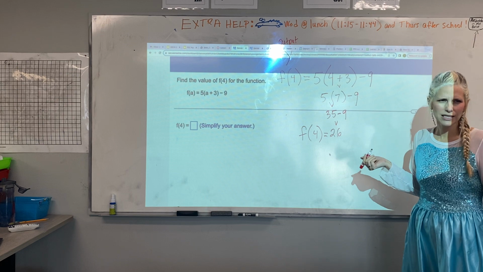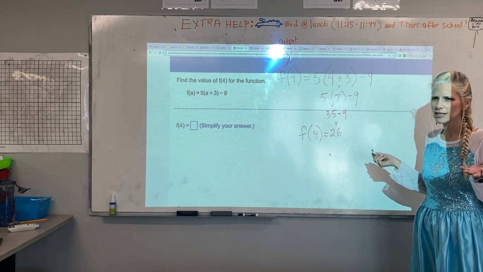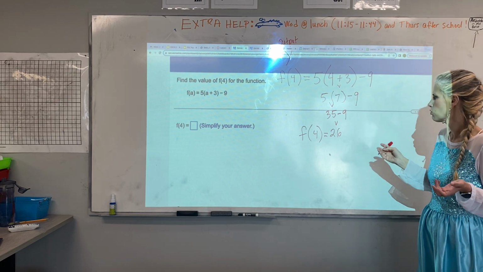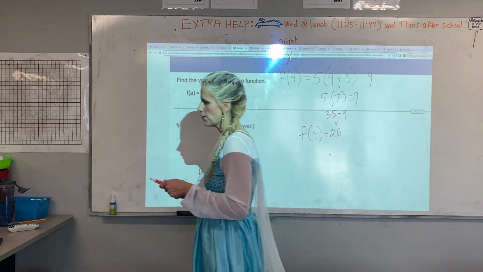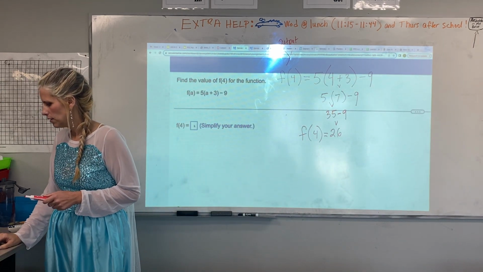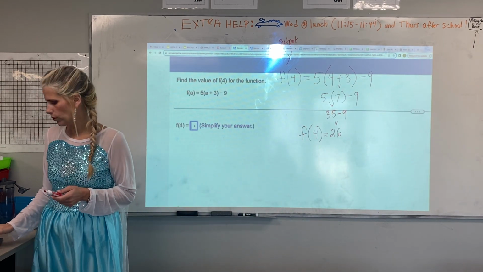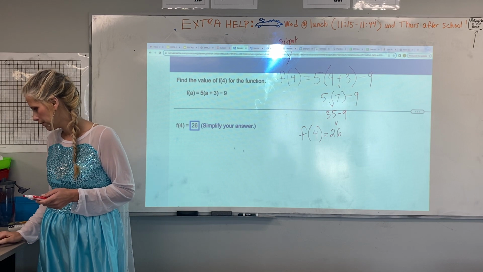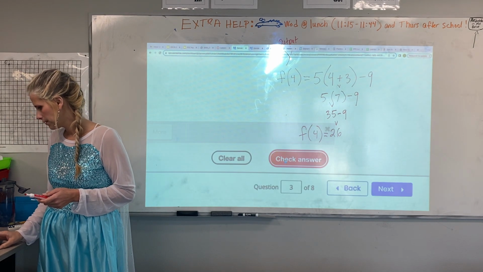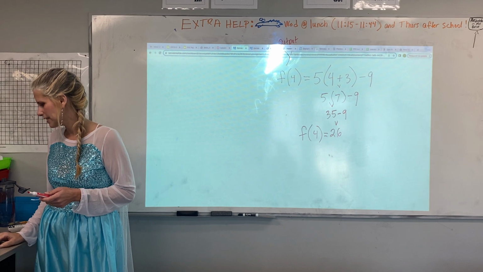Do you guys see how this is actually super simple? It's just getting used to function notation, writing it in that way. So the function of 4 is 26. Fantastic.